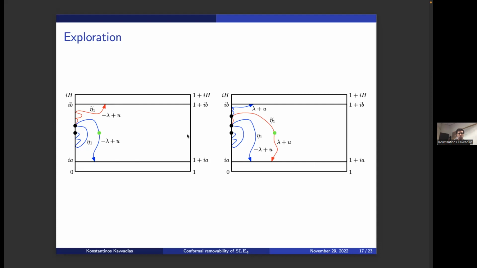So coming back to the left side, in the first case, if this blue level line from the origin hits the upper boundary of the rectangle before the lower boundary, then the roles of the red and blue level lines are reversed. In that case, the red level line will play the role of the blue level line, and so on. And then we repeat exactly the same procedure that we described here. So this completes the first stage of the exploration.